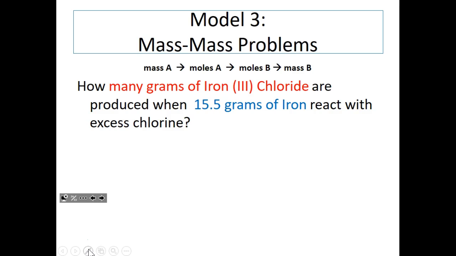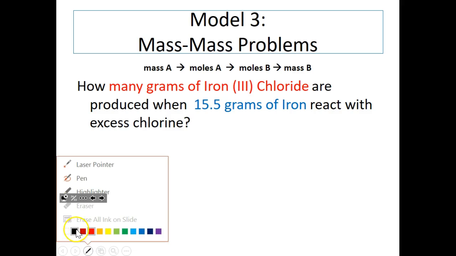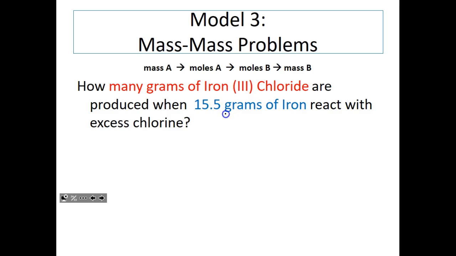So the question reads, how many grams of iron 3 chloride are produced when 15.5 grams of iron react with excess chlorine? Okay, so this is definitely a mass-to-mass problem, right? Because we're starting with a mass of iron. This is our given, 15.5 grams of iron, and we're converting to a mass of iron 3 chloride, so mass to mass.